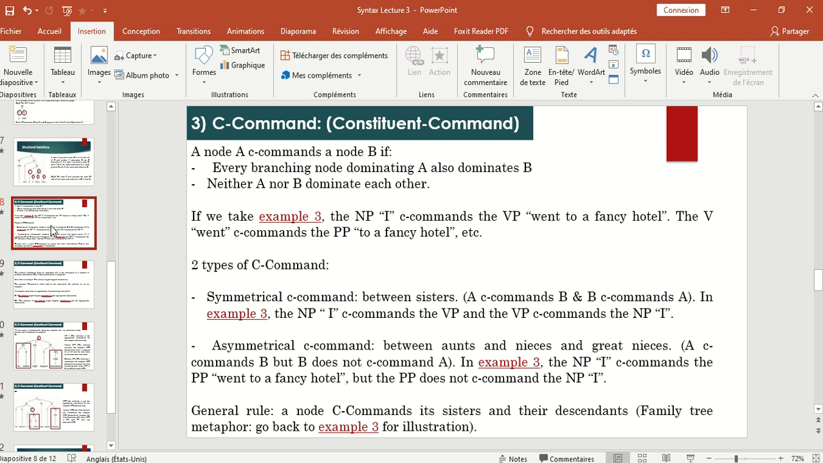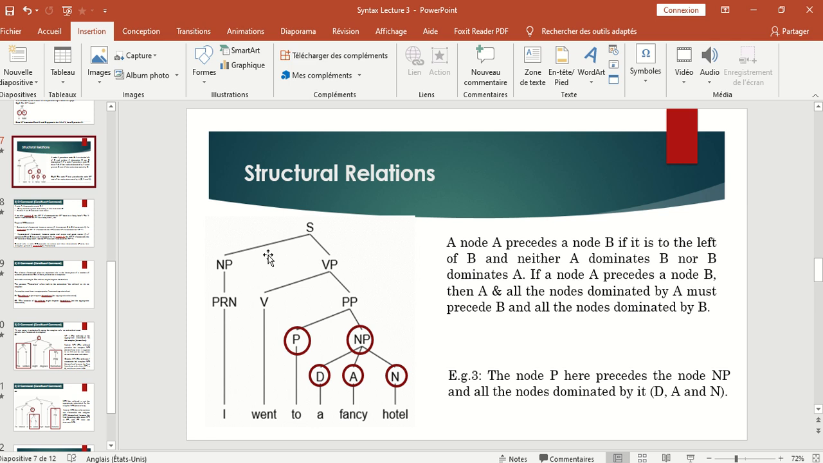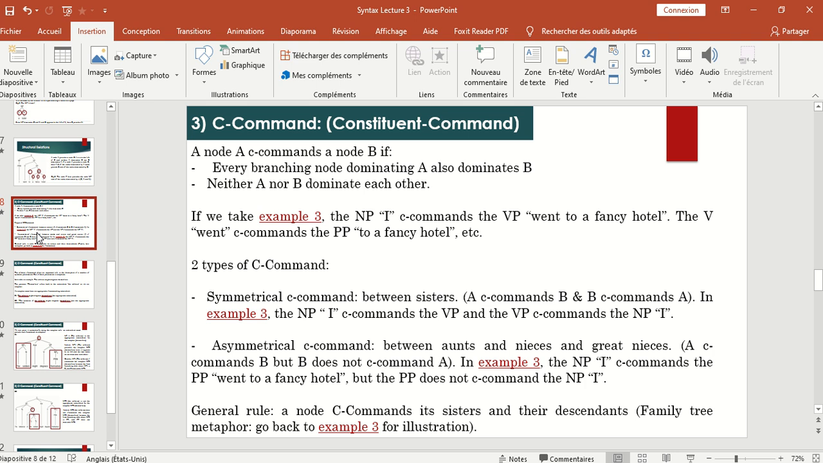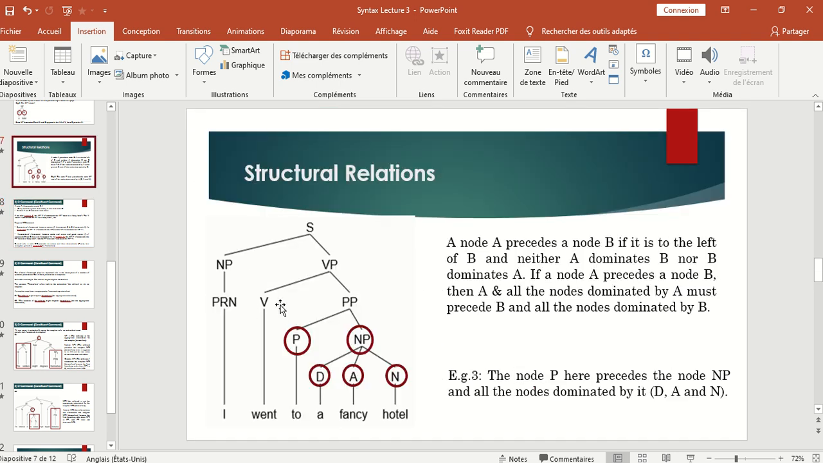The second rule is neither A nor B dominate each other. Here NP and VP do not dominate each other. Indeed, they are sisters. So the two conditions, S dominates both NP and VP, and they do not dominate each other. It means that NP here c-commands VP. Let's take another example. The V went c-commands the PP to a fancy hotel. So here the verb went c-commands the PP to a fancy hotel.